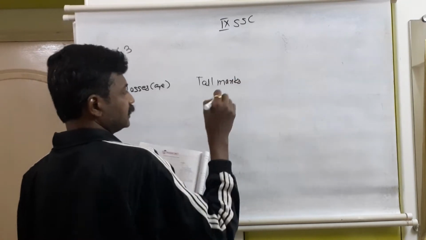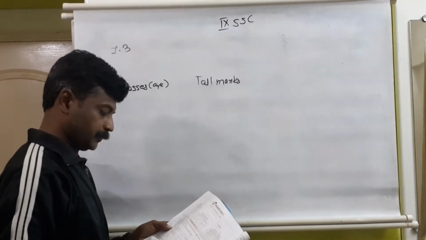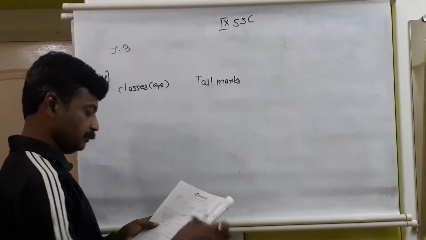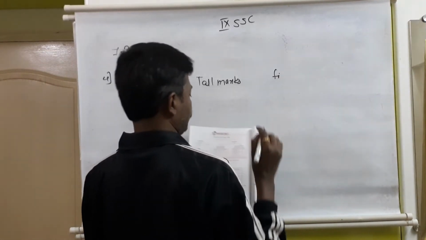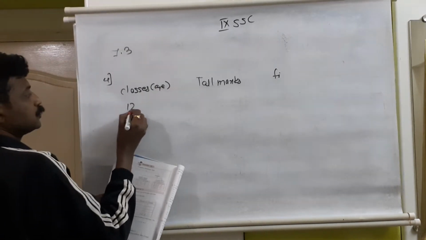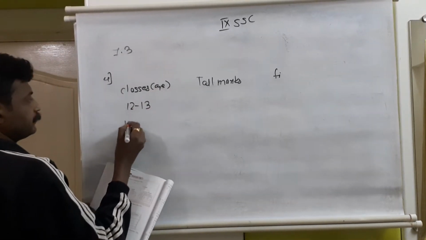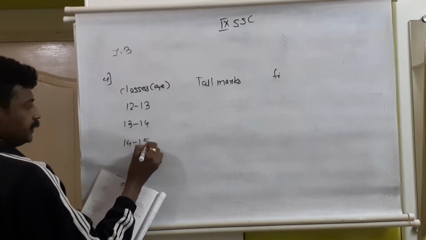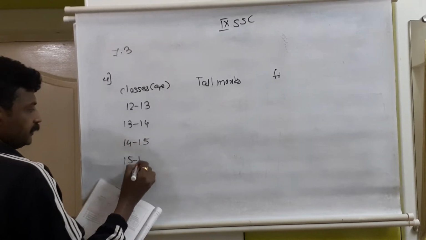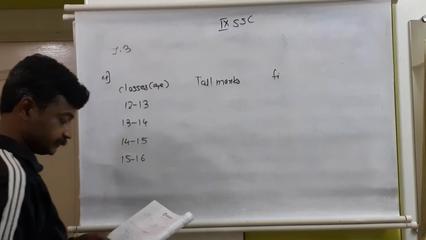Tally marks are nothing but the counting marks, the actual proof. And frequency, that is the number of students. I will write it as f. So 12 to 13 is the first class, 13 to 14 is the second class, 14 to 15 third class, 15 to 16 is the next class.